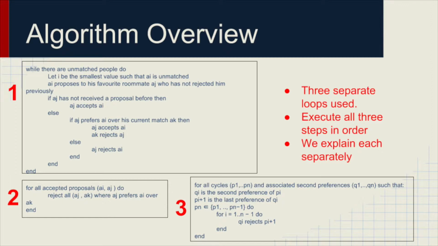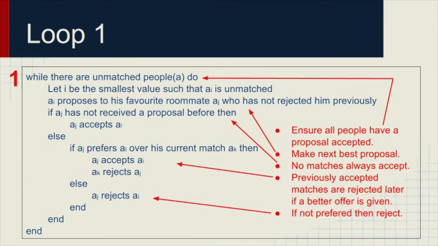This all sounds a bit tough, so let's try an example to clear things up. We'll work through each loop separately and explain their workings in more detail before each step of the example. Here is loop 1. First, the algorithm states that we keep going until all people are matched. At each loop iteration, we select the first unmatched person in the table. They attempt to match with their next possible choice. This can be either accepted or rejected.